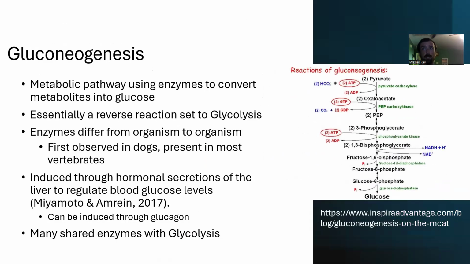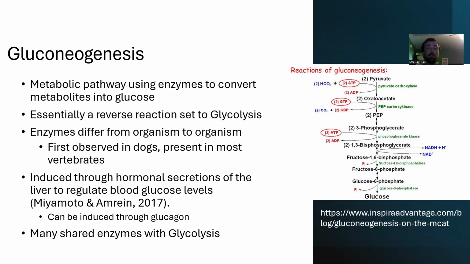We can contrast this with gluconeogenesis, which is essentially a reverse set of reactions to glycolysis in the first place. It is a metabolic pathway that uses enzymes to convert metabolites into glucose. So we're going in the opposite direction. Instead of glucose into pyruvate, we're going from pyruvate into glucose.